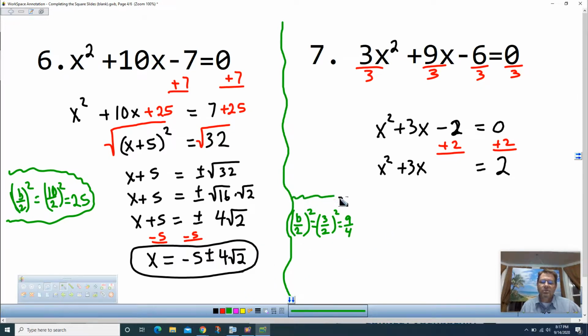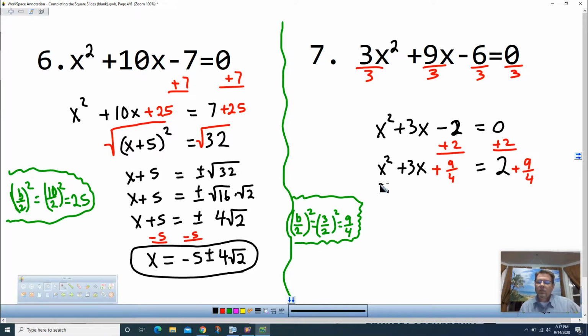This is just side work. So here we go. Fractions are our friends, right? We're having a positive attitude. Plus 9 over 4, plus 9 over 4 on both sides.